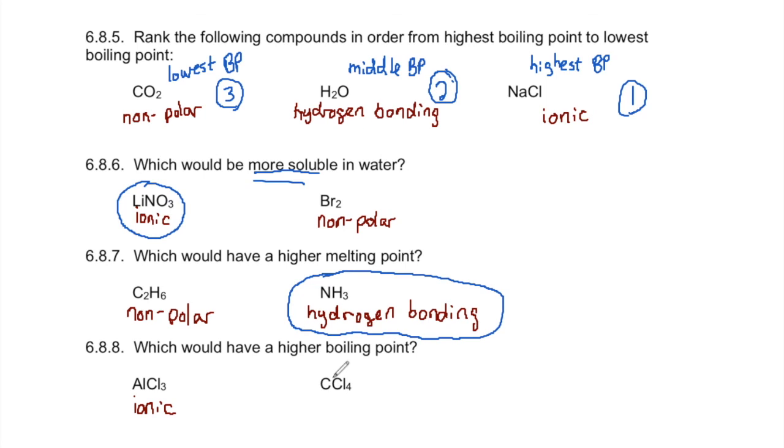Here we have an ionic compound being compared with a nonpolar compound. If you remember from the previous page, this molecule has a symmetric shape, so the polar bonds are evenly arranged around the molecule. Overall, the molecule is nonpolar. So the ionic compound would have definitely a higher boiling point.